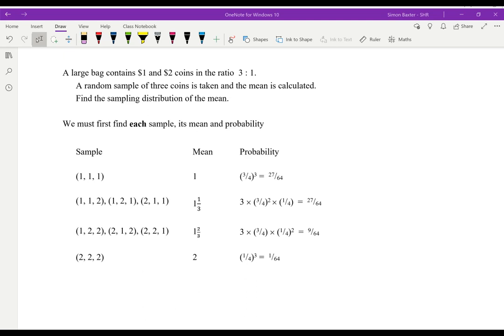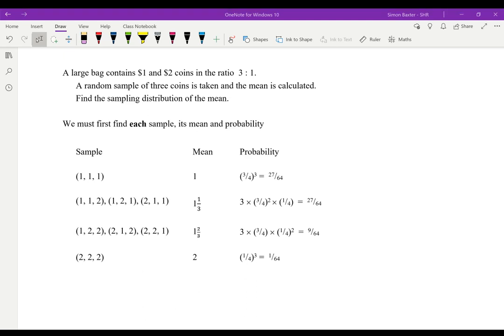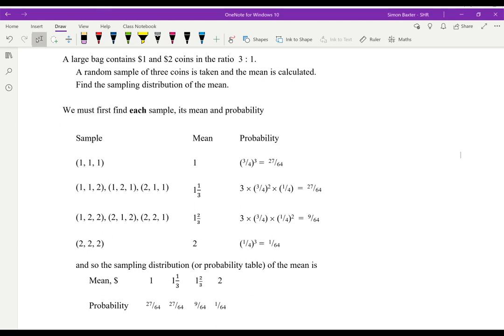So the sampling distribution, or probability table, of the mean: this table now, which is at the bottom of the screen. The mean 1, probability 27/64, mean 1 1/3, 27/64, mean 1 2/3, 9/64, and mean 2, 1/64. So this is the sampling distribution of the mean, or the probability table for the mean.